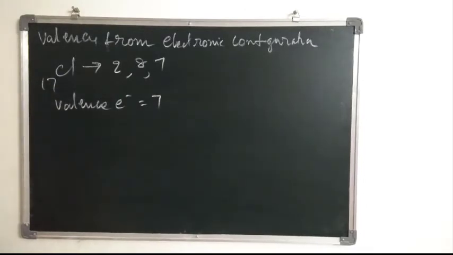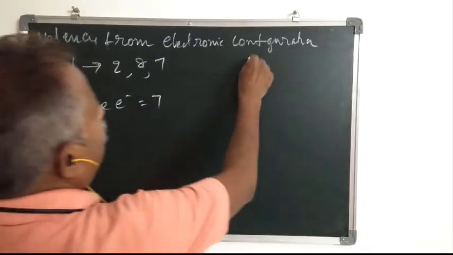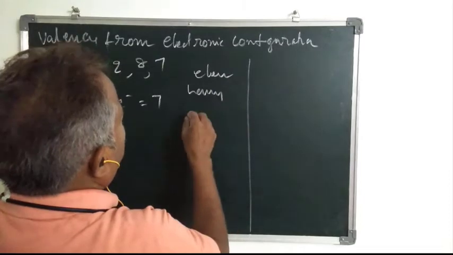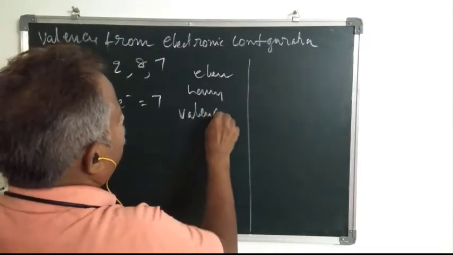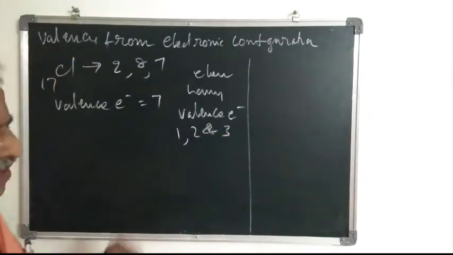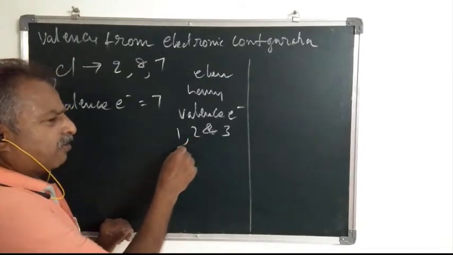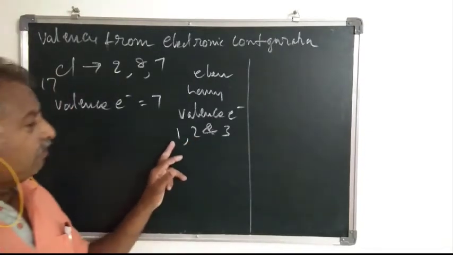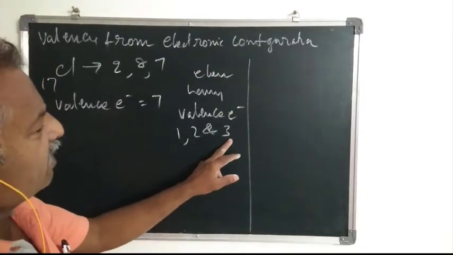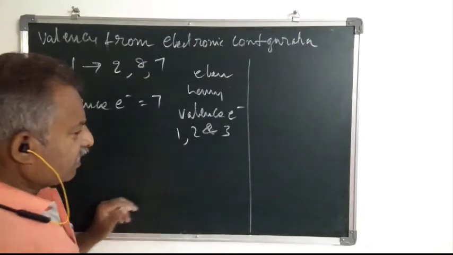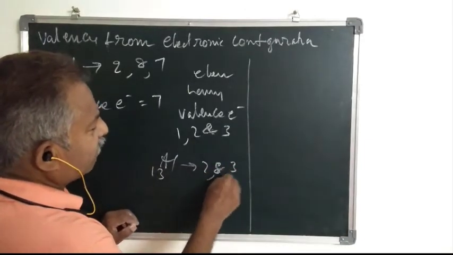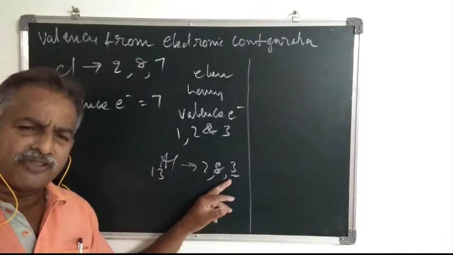Can we take it this way? See here, there are two types of elements. One type of elements has valence electrons 1, 2 and 3. Here the valence is directly equal to the number of valence electrons. If the atom has 1 valence electron, its valence is 1. If it has 2 electrons, its valence is 2. If it has 3 electrons, the valency is 3. For example, aluminium 13, 2, 8, 3. So here the valence electrons are 3. Therefore the valence of aluminium is 3.